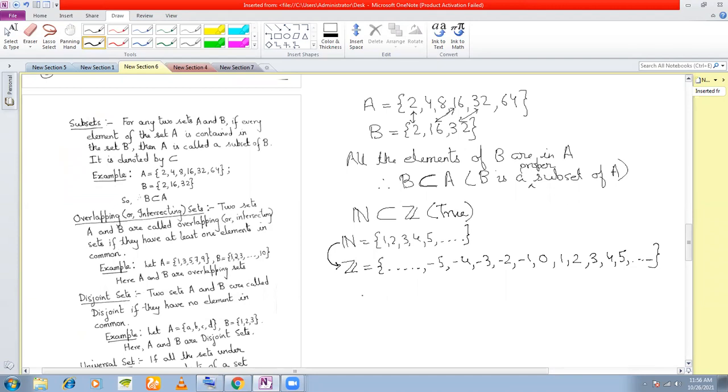Now, my next question is, can you say that the set of integers is a subset of the set of rational numbers? Can you say it is true or false?